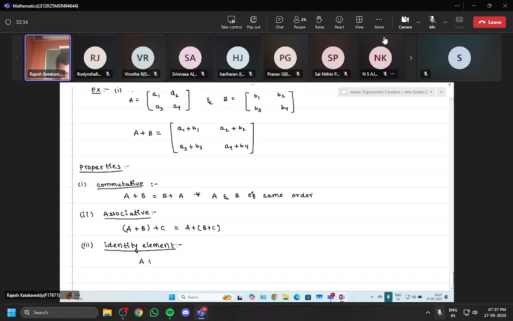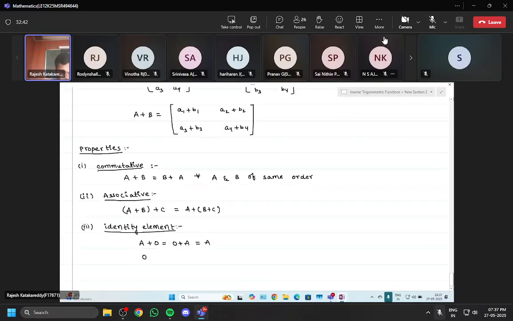A plus O is equal to O plus A is equal to A. O is a null matrix here. This is the identity element for matrix addition.